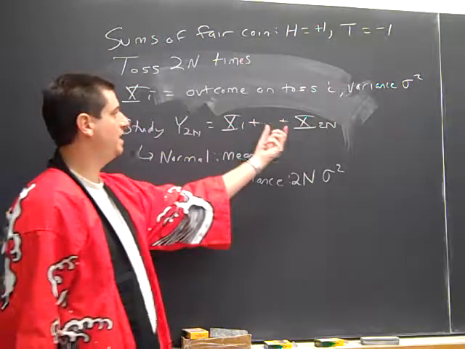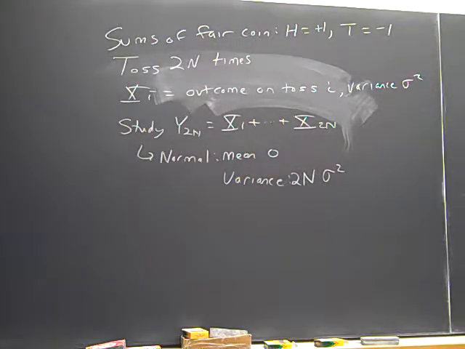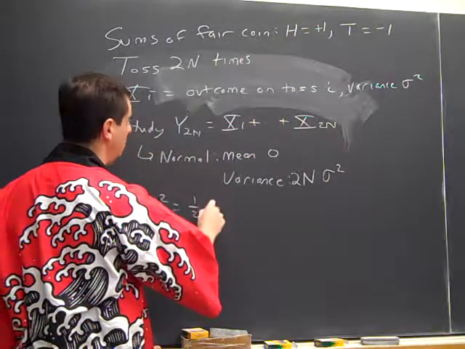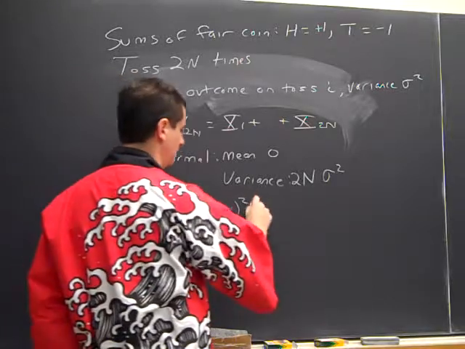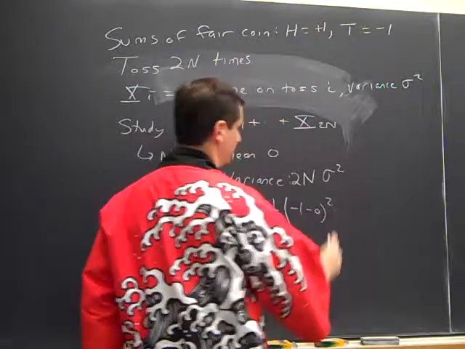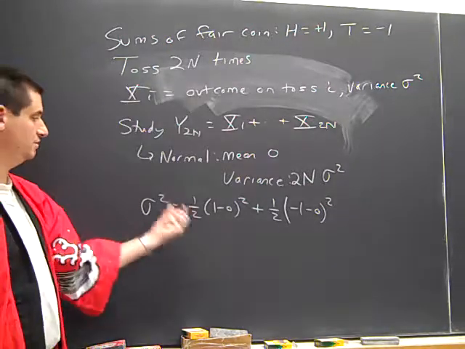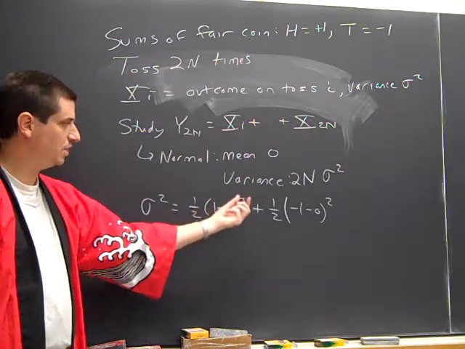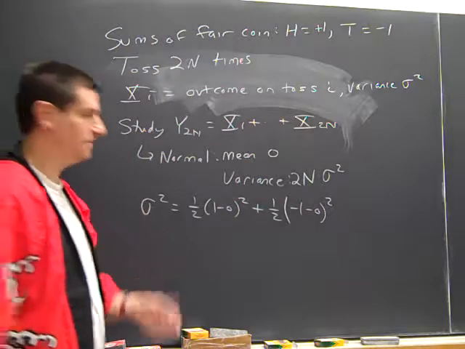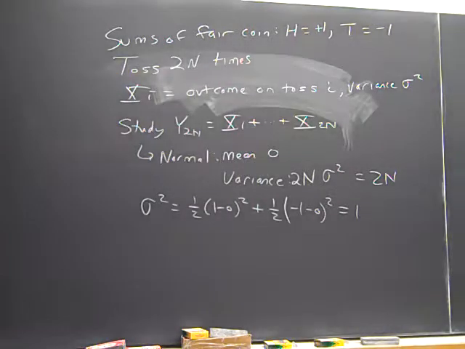But I think it's easier to have an even number of tosses. And so all my outcomes are going to be even numbers. I could easily divide by 2 later. So now we just need to figure out what is sigma squared. Well, half the time I'm (1 minus 0) squared, and half the time I'm (negative 1 minus 0) squared. This is how you calculate the variance. The mean of each x_i is 0, so I get 1/2 of 1 squared plus 1/2 of 1 squared, which is just 1. So the variance is going to just be 2n.